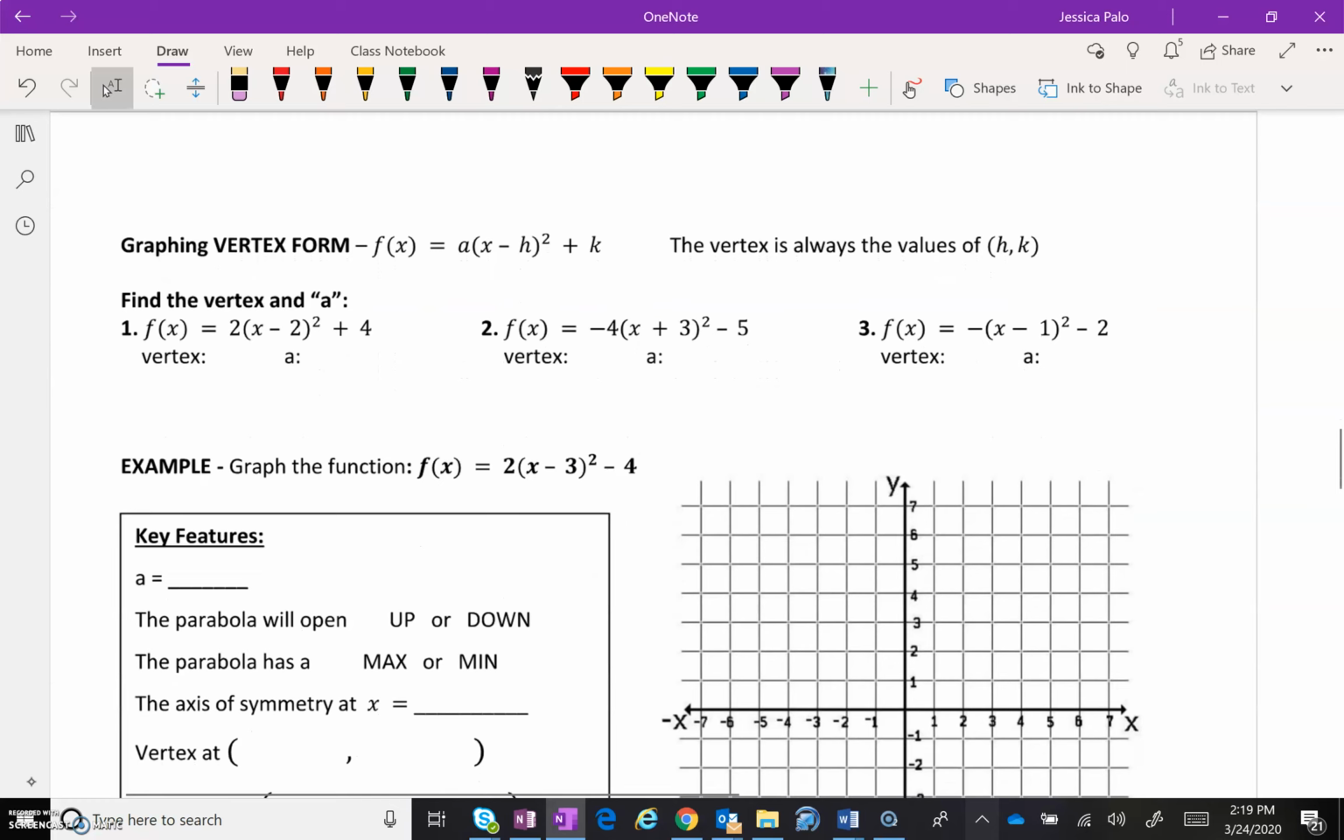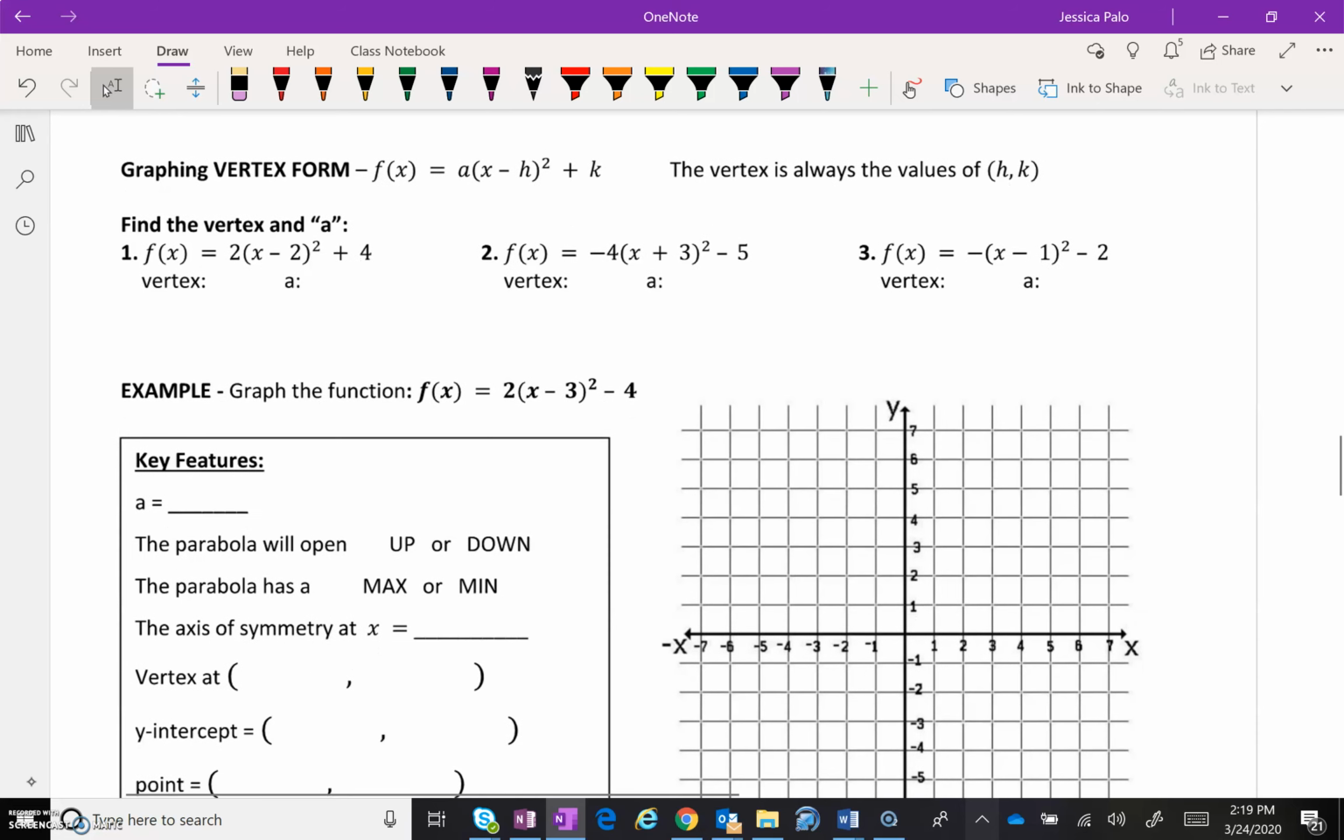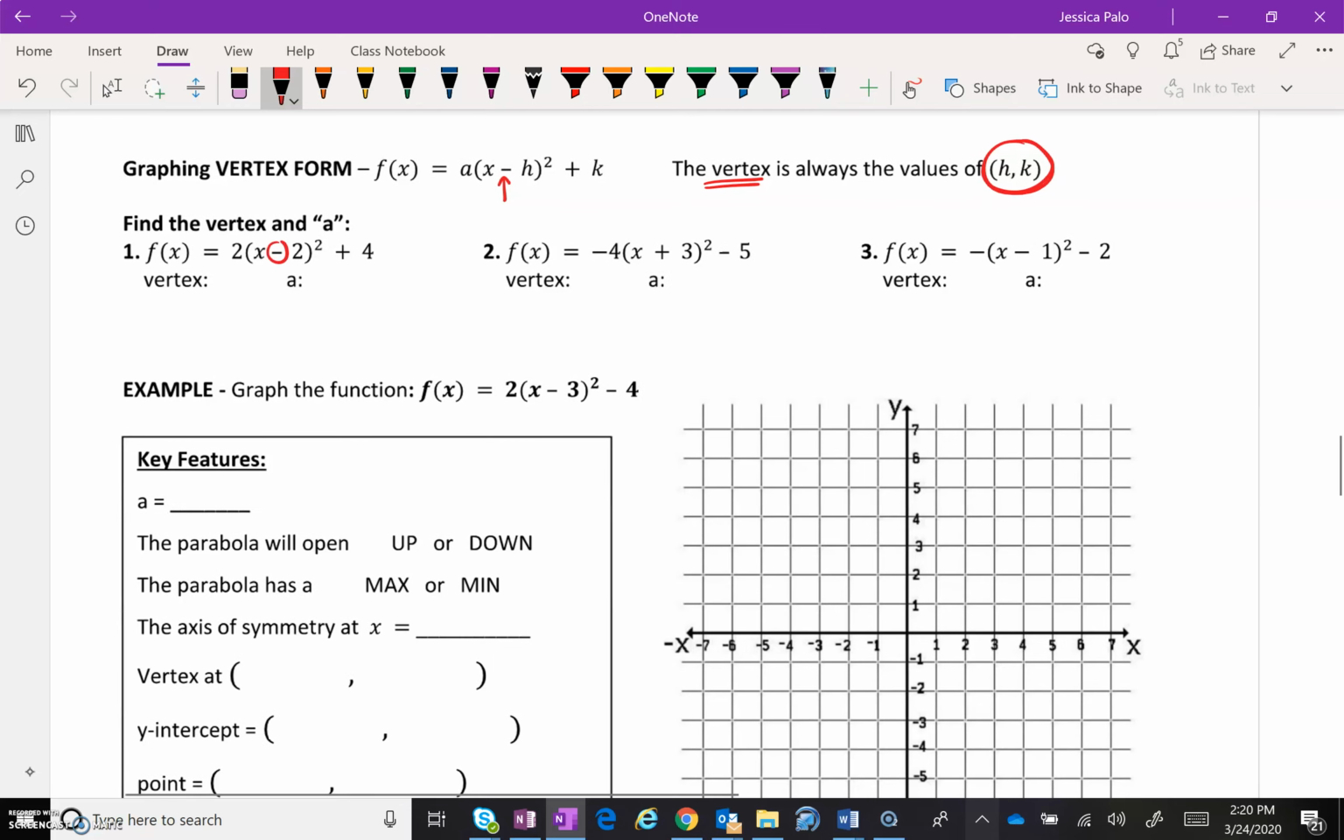Now let's look at vertex form. This is new. So vertex form is a times the quantity x minus h squared plus k. And the vertex is always (h, k). So if you look at this, this is part of the formula. X minus h is part of the formula. So if you see here, that matches the formula.